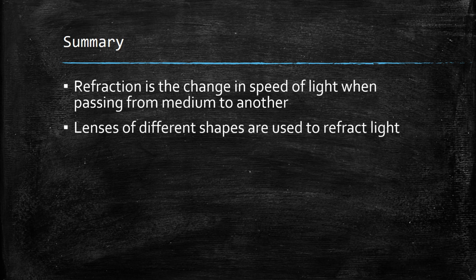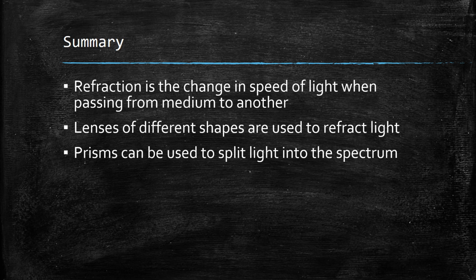Lenses of different shapes are used to refract light. We looked at the rectangular lens, the triangular prism, the convex and concave lens as different options on how to refract light in different ways.